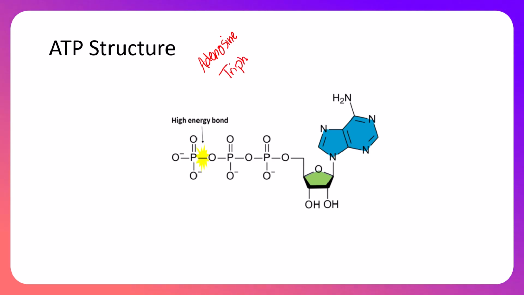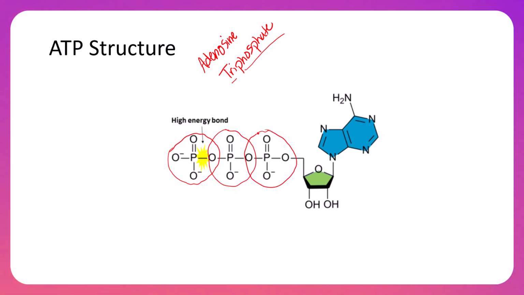So just from the name adenosine triphosphate, you can get some clues about what its actual structure is. Tri means 3, and phosphate obviously means phosphate. And so these PO4 molecules, so if we circle PO4, PO4, PO4, these would be the phosphates. And we have 3 of them. And then we have an adenosine.